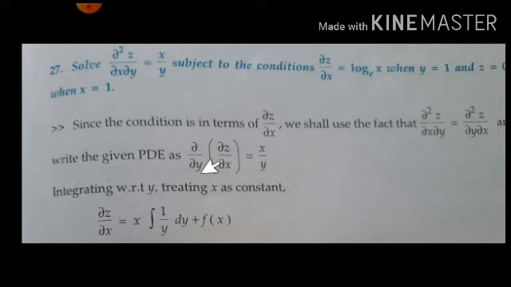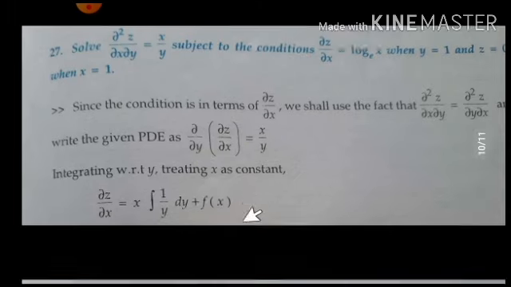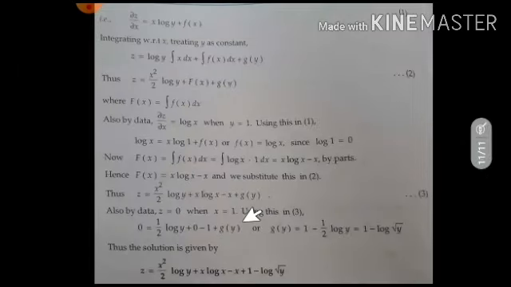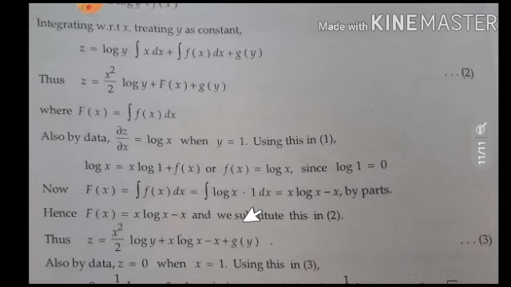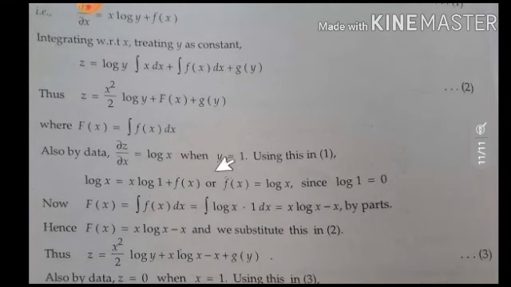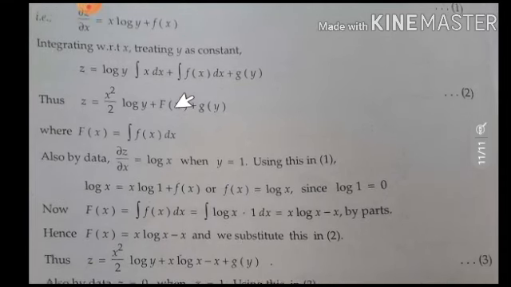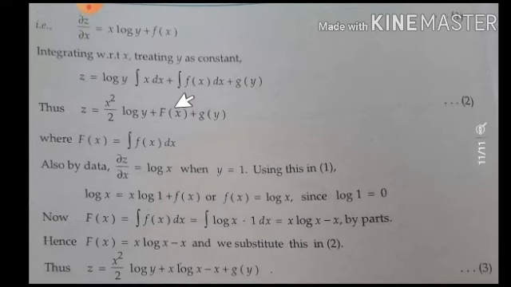So this term gets cancelled, we get this bracket term ∂z/∂x, x as it is, the integral of 1/y is log y, and the constant of integration is f of x. See, that answer is written here: ∂z/∂x = x log y + f(x).